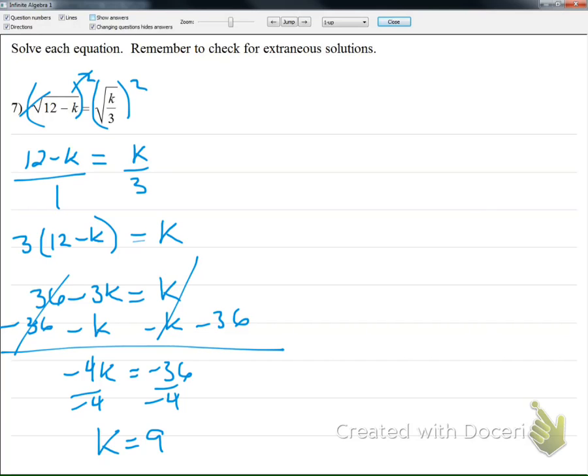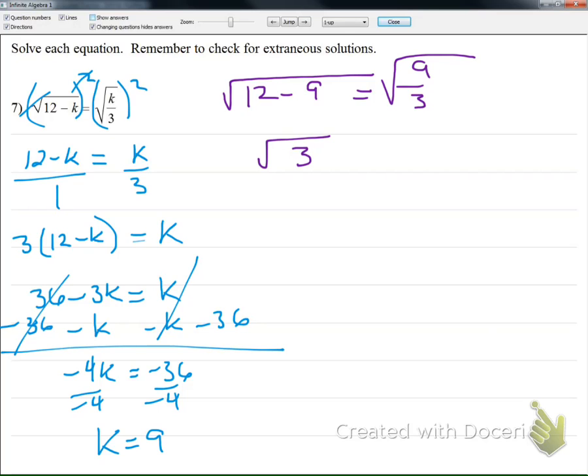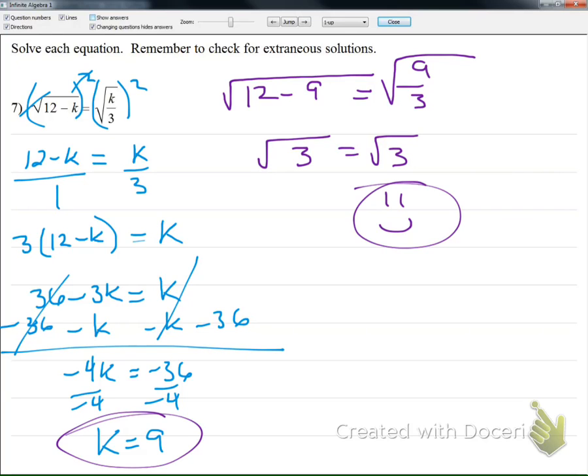Now that we have a solution, we have to check it. So plug in that 9 in the original equation. 12 minus 9, there we go. So 12 minus 9 is equal to 3, so we keep the square root of 3, is equal to 9 divided by 3, which is also 3. So we have square root of 3 equals square root of 3. They are the same thing, so we can stop right there. We know that this is a solution. k is equal to 9.